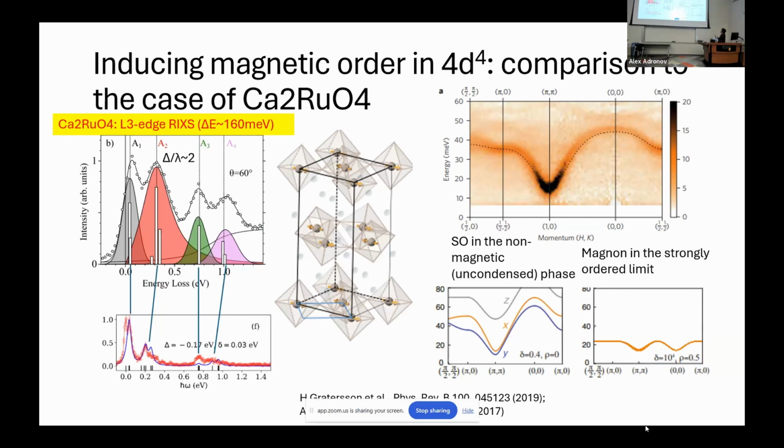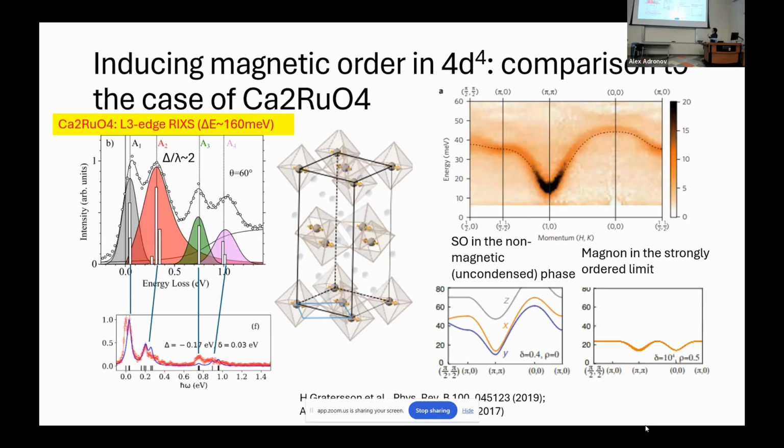And this is, in fact, captured by the calculation. This is what you expect for a simple ordered state. But actually, this spectrum is quite similar to the spin-orbit excitation dispersion in the uncondensed, non-magnetic phase, where (pi, pi) is minimized and (0, 0) is maximized. So this basically tells you that the magnetic order here is not conventional, and the excitation spectrum still remembers that it comes from a non-magnetic state. All right, I think this is very nice.